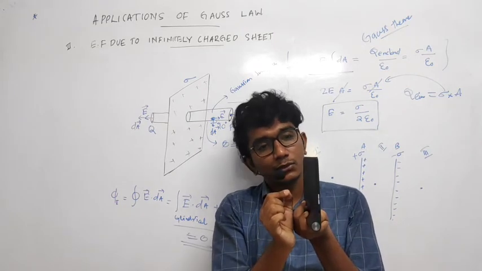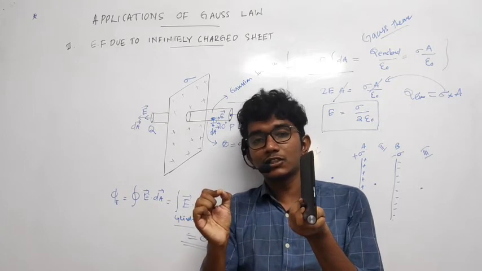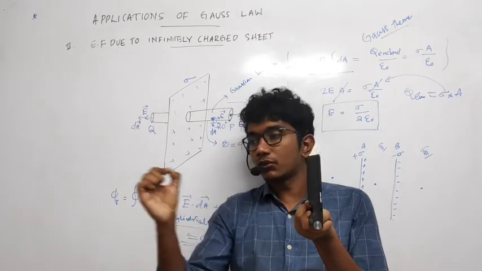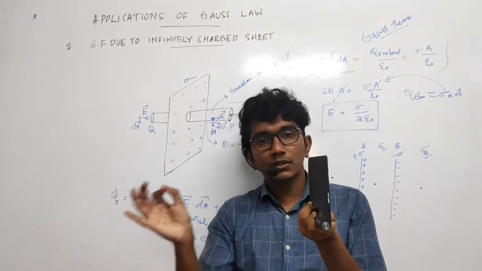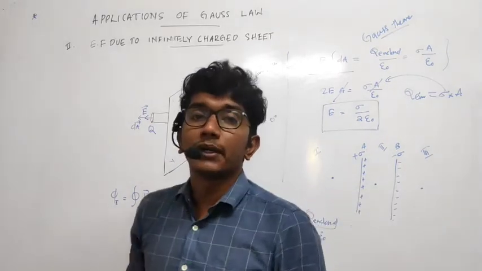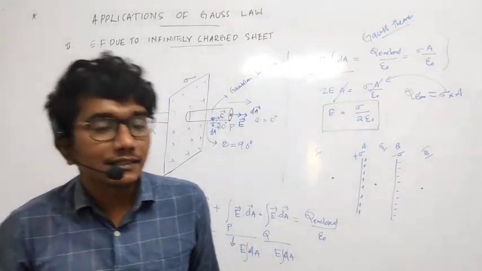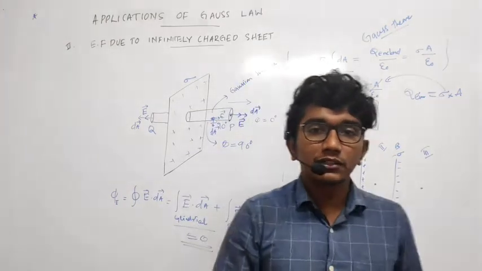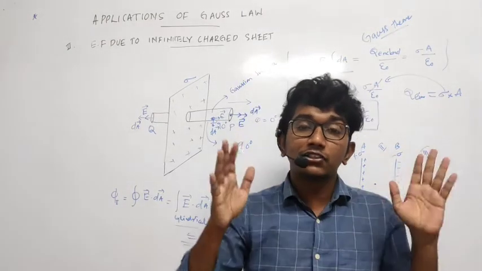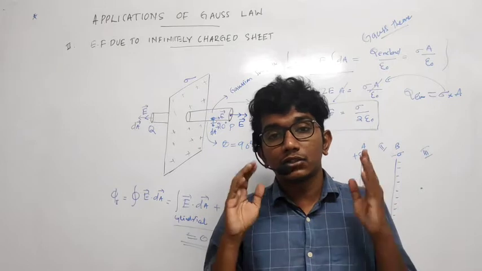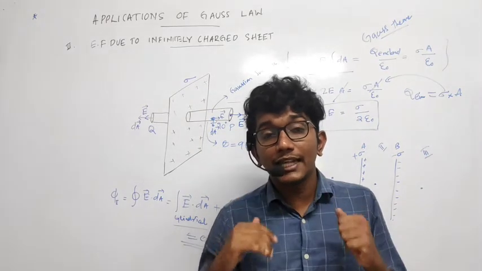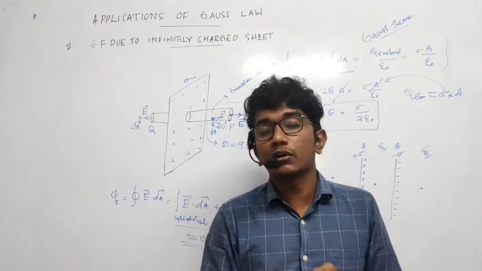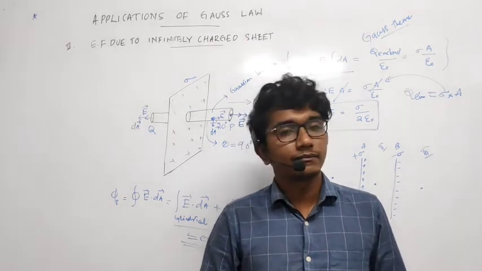This will be sigma by 2 epsilon 0. What about the electric field at this point? Sigma by 2 epsilon 0. What about here? Sigma by 2 epsilon 0. So it does not depend on what? The distance from the sheet. Why? Because it is an infinitely large charged sheet, and so it can produce the same amount of electric field everywhere.